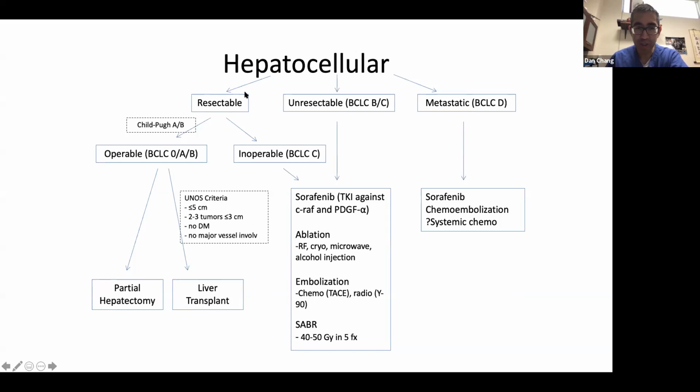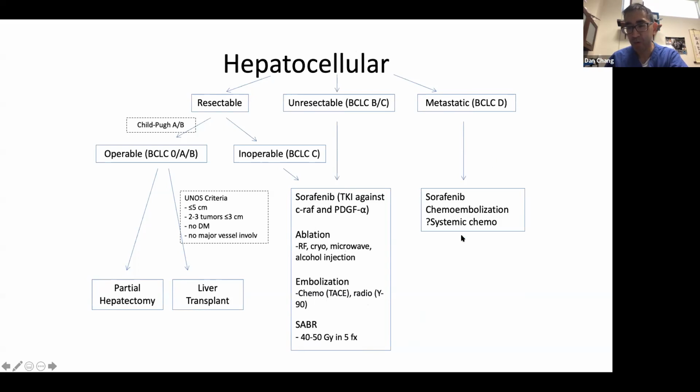I'm not going to get too much into it other than just know surgery for early stage. You can also do liver transplant. We have a very active transplant program here. If it's inoperable, lots of different options out there, including different types of ablative techniques, chemoembolization. You can do internal radiation where you inject radioactive beads into the tumor. And you can also do external beam radiation, which is what we do.